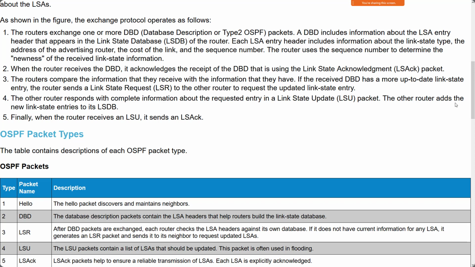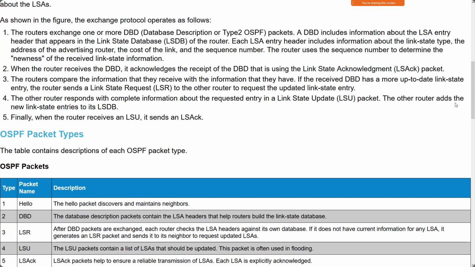So that's what they're describing here. The routers exchange database descriptor packets, or type 2 OSPF packets. A database descriptor includes information about the LSA entry headers that appear in the link state database. So if you go into your router and type the command show ip ospf database, you're seeing what that database descriptor looks like.